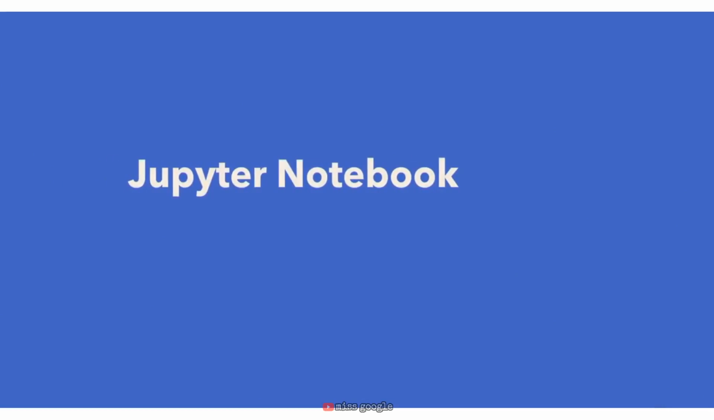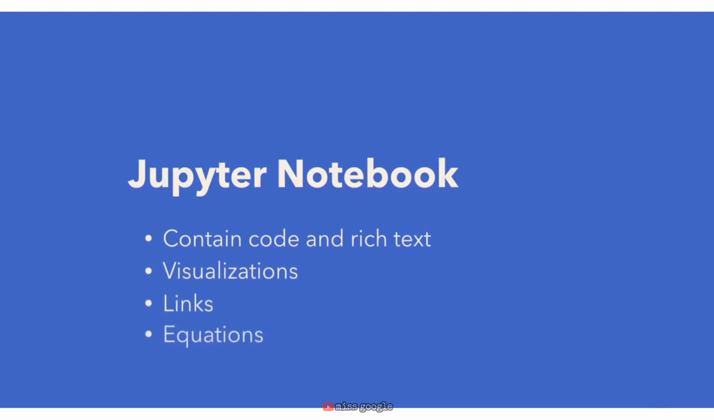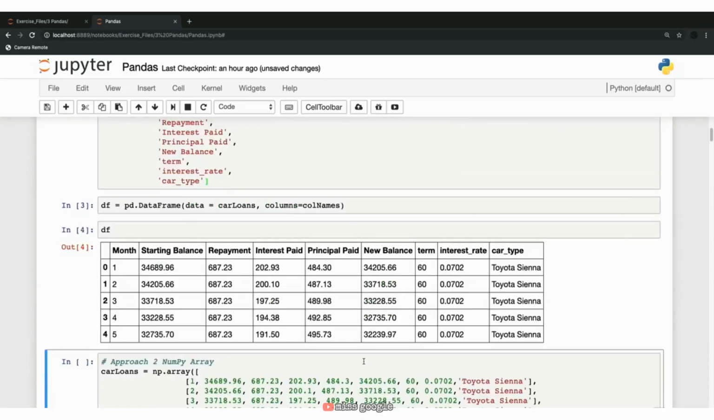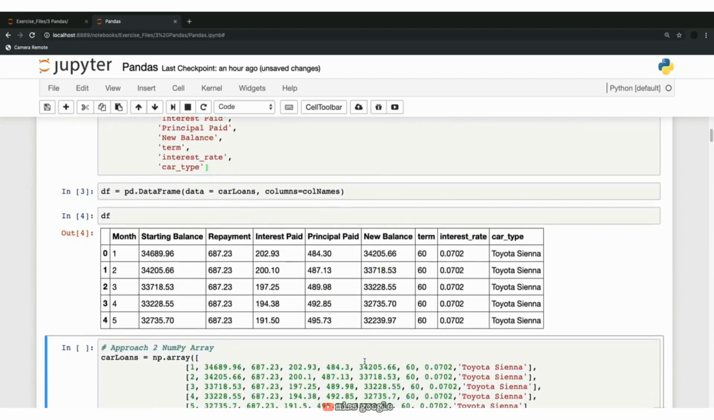So what about Jupyter? Jupyter Notebooks contain both code and rich text elements such as visualizations, links, and equations. So right here is a Jupyter Notebook in action, and you'll see a lot of that throughout this course.